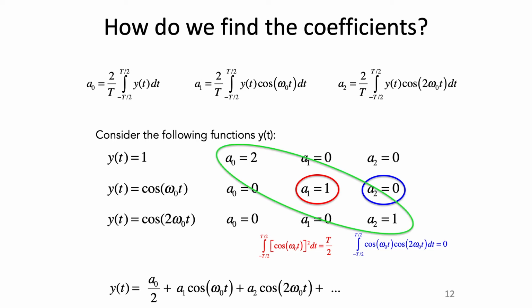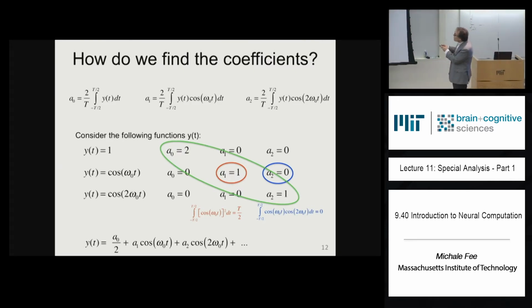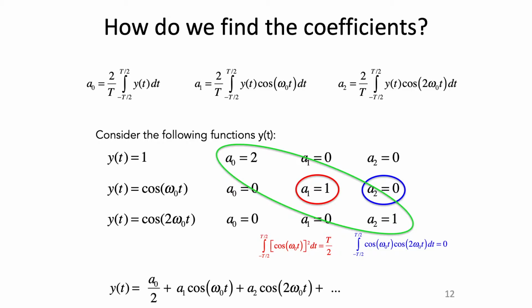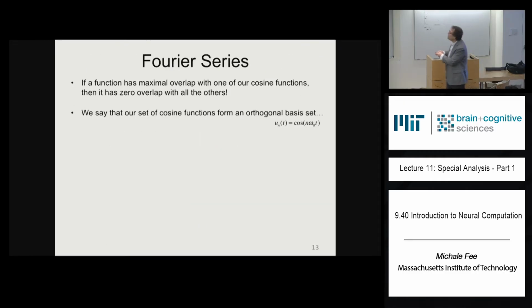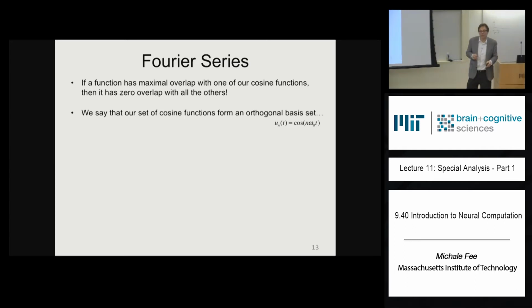You can see that you have this interesting thing here. If your function is cosine omega naught t, then the only coefficient that's non-zero is the one that you're overlapping with cosine omega naught t. It's only this first coefficient that's non-zero. If your function has a frequency 2 omega naught t, then the only coefficient that's non-zero is the a2. Okay? So what that means is that if the function has maximal overlap, if it overlaps one of those cosines, then it has 0 overlap with all the others.